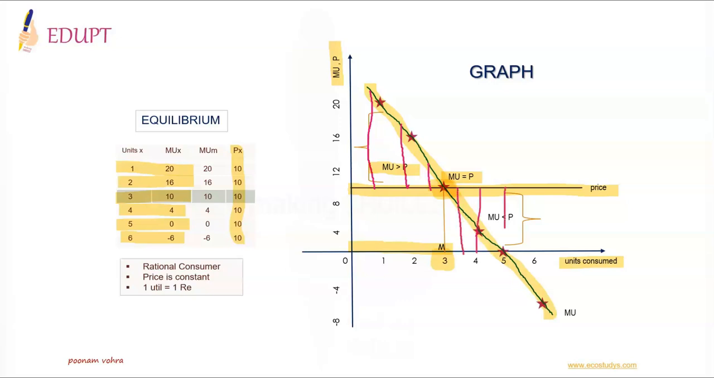In all these cases, till unit 5, cost is more than the benefit. And by consuming the 6th unit, one finds that marginal utility is now negative. Obviously, no other unit is beneficial for the consumer to consume. So the consumer finds that by consuming 3 units, he is in equilibrium.